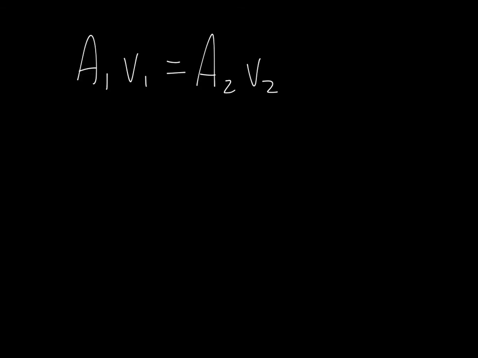What does this tell me? In your own words, please. Don't just regurgitate the continuity equation or the theorem. What does this tell you in your own words? A1V1 equals A2V2. Or give me an example of where you see this principle or this theory at work.